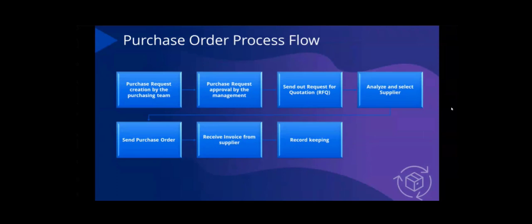So the actual flow starts way before the PO. Through the latest modules that we have implemented in Prokuria, we can first create a purchase request that is created by the purchasing team. After that, the purchase request goes through an approval flow, a custom approval flow, which we can create in Prokuria. After that, we can send out a request for quotation. And first, we can analyze and select the suppliers for this RFQ. Next, we can send the purchase order, then receive the invoice from the supplier, and obviously, last but not least, record keeping of all the entries related to the PO.